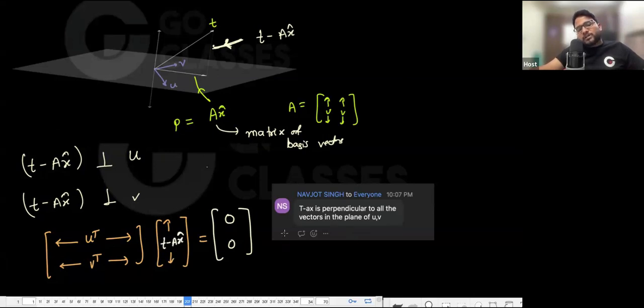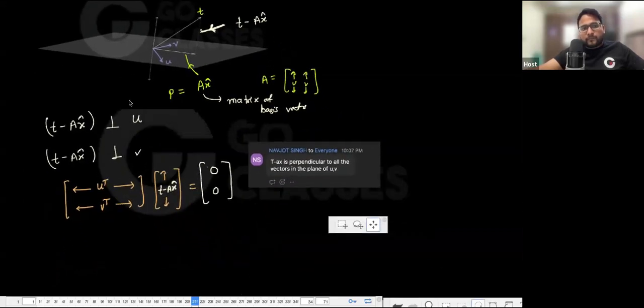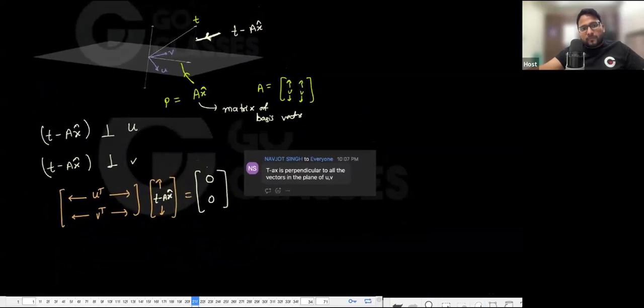So actually, you can say this is a matrix which we can call A transpose, right? So ultimately, A transpose times this is just a vector. I'm writing it as a column vector. This is just the vector t minus A x cap, which is equal to the vector 0. Is this fine to everyone?